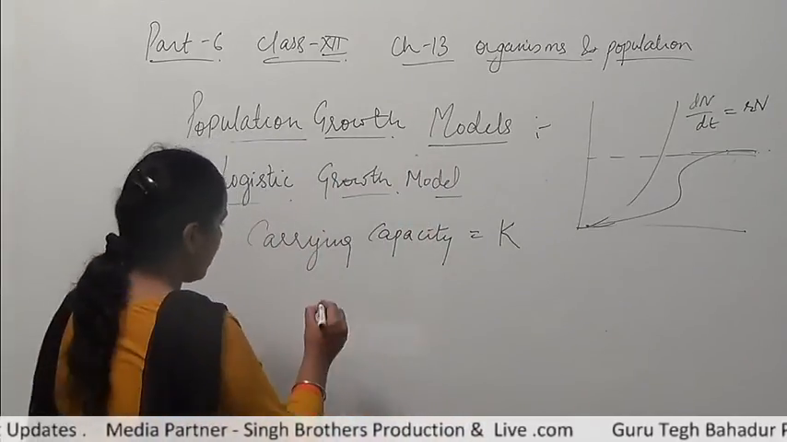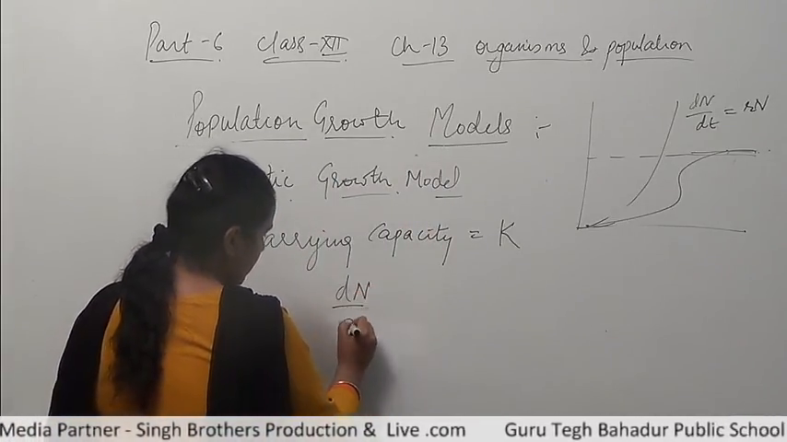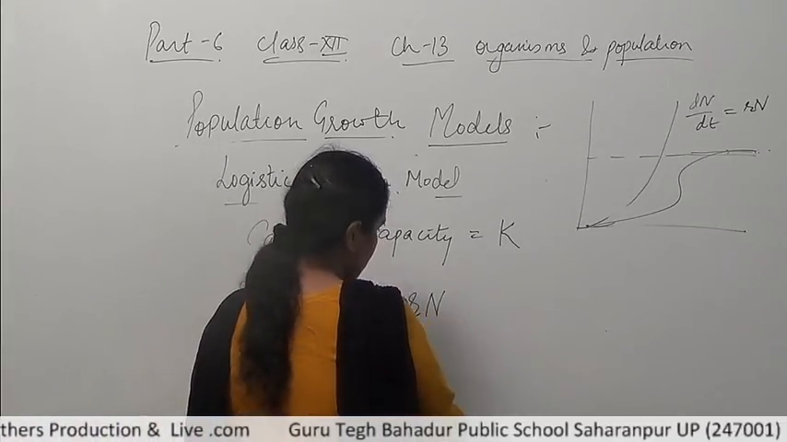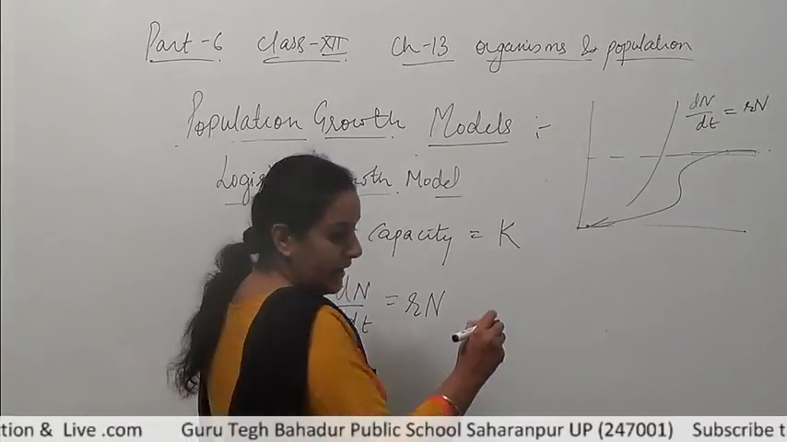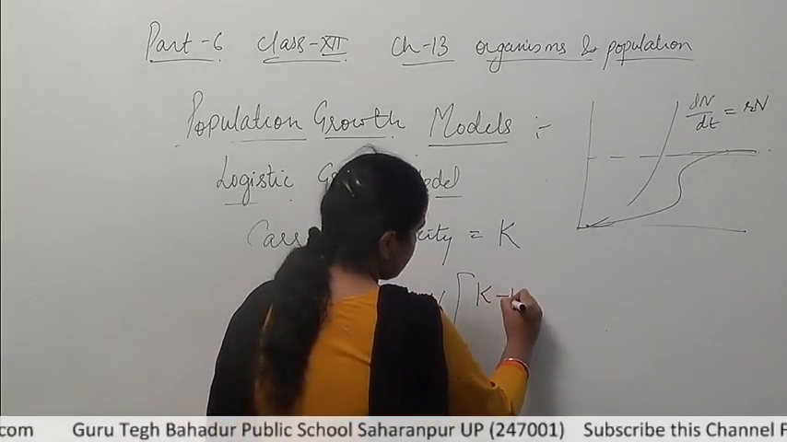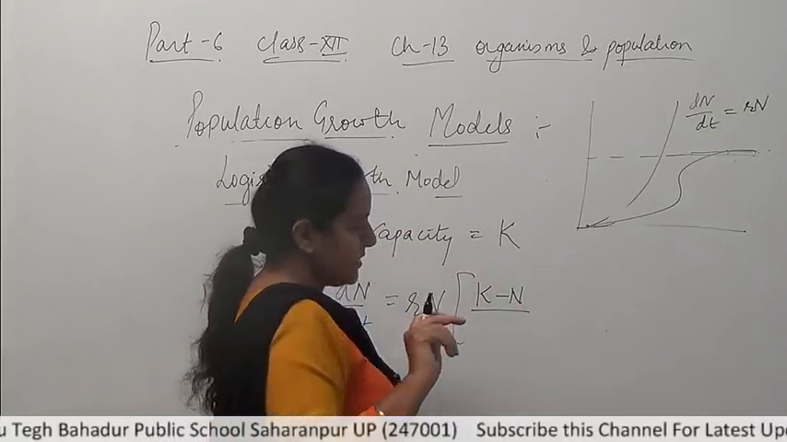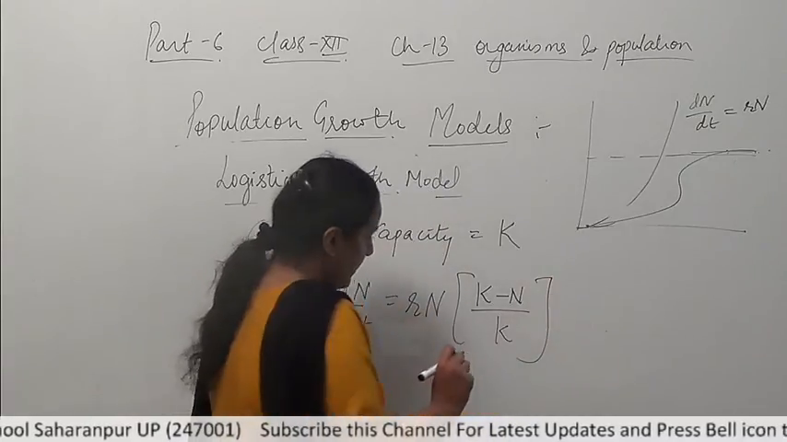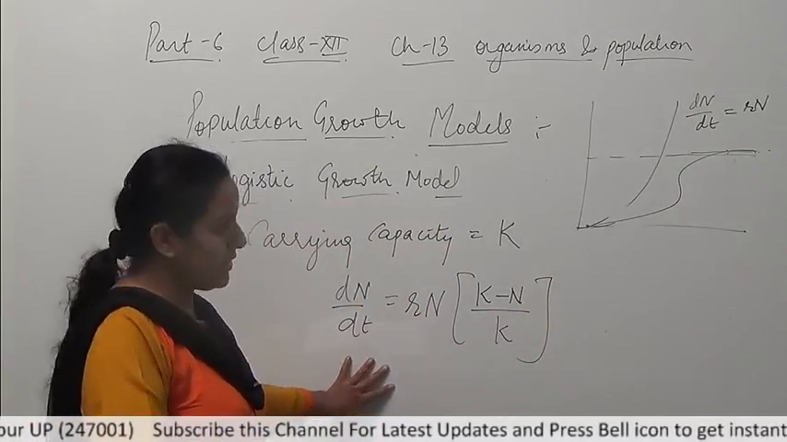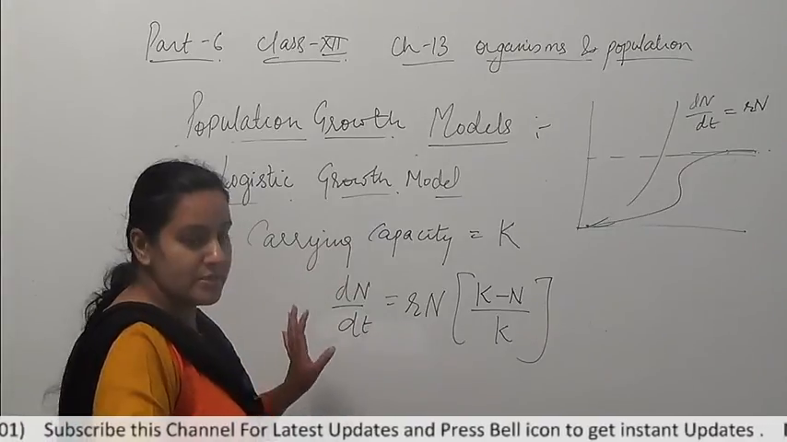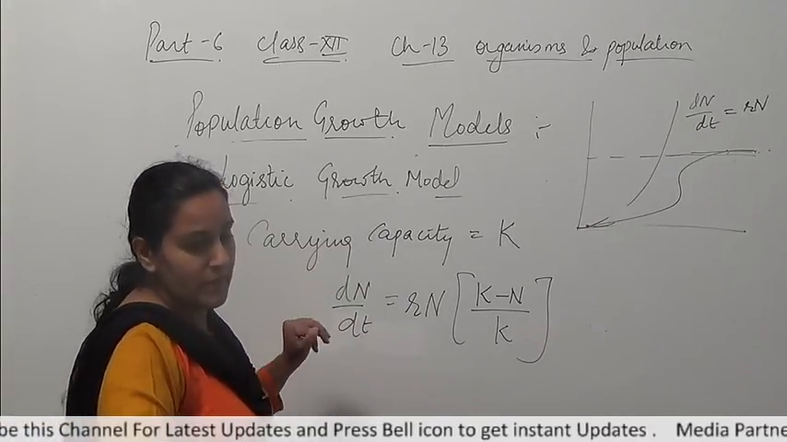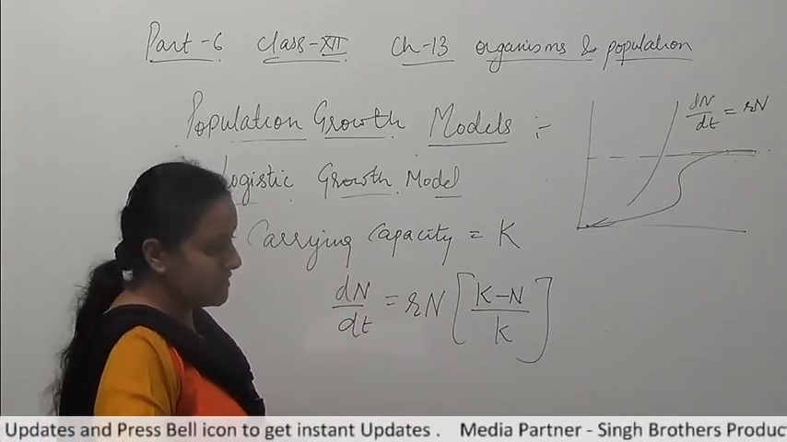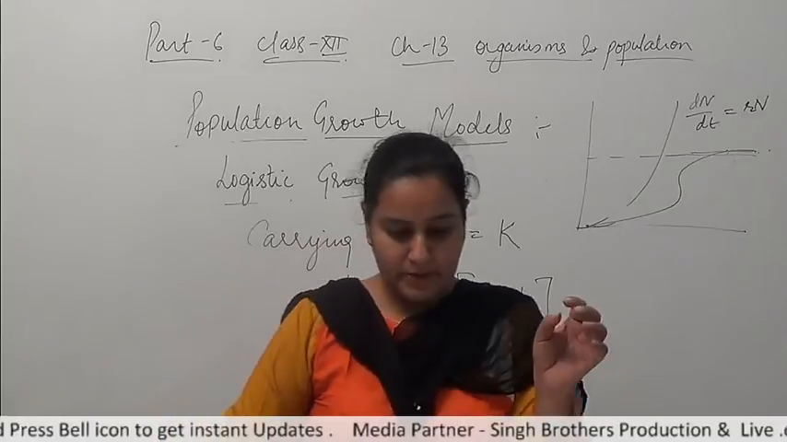Then the equation for this is dN/dt = rN (K - N)/K. K means the carrying capacity, N means the population size. So this is the equation for logistic growth, where N is the population density as we did in the exponential growth, r is the intrinsic rate of natural increase, K is the carrying capacity, and N is the population density at a particular time.